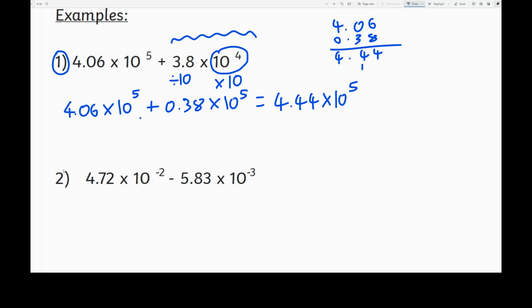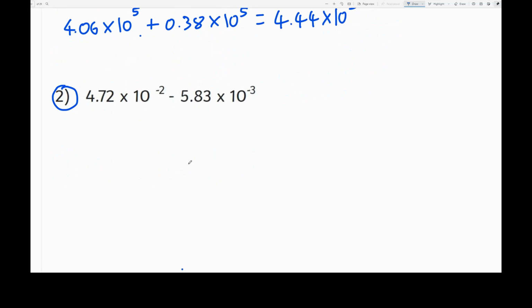Okay, any ideas how we would do the second one? So 4.72 times 10 to the minus 2, take away 5.83 times 10 to the minus 3. Any ideas what we'd have to do here? It's the same method again. Think about what you have to add to minus 3 to get to minus 2. Well, minus 3, if you add 1, you get to minus 2.